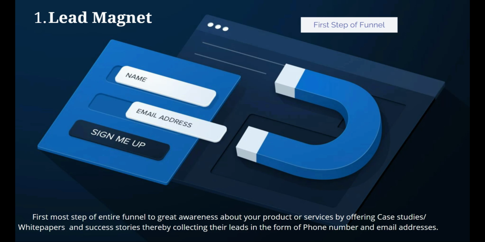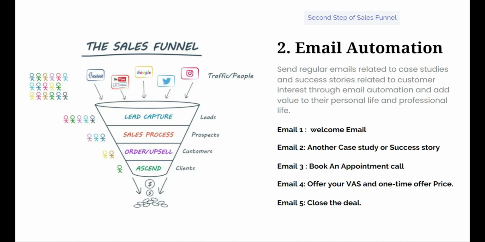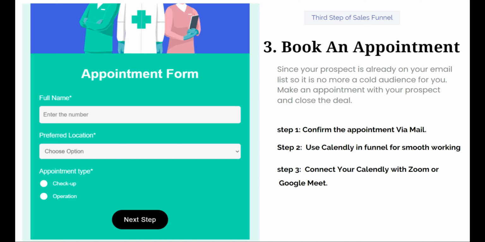What is a lead magnet? Your website has clear call to action buttons so that visitors will put in their contact information. Email automation means that on the basis of their interest, it's time to send emails continuously so that cold visitors will convert into warm audiences. You can offer case studies, white papers, success stories, portfolios, testimonials, which you collected from your previous clients. This will bring more trust in your services.